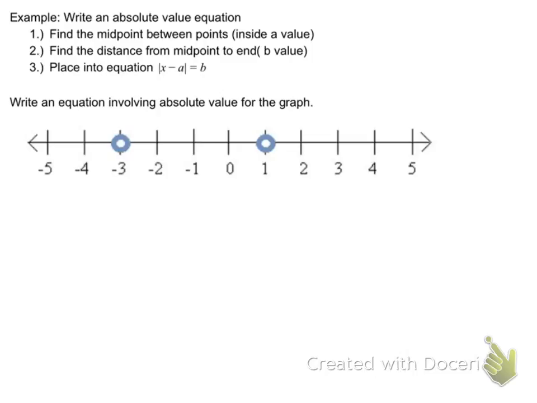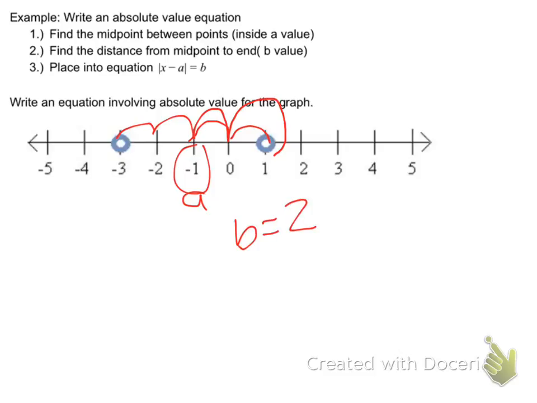Look at my points. I'm at -3 and 1. There's a couple different ways that I could find the center or midpoint of this. Could I add -3 plus 1 and divide by 2? Yes. Or could I just take a step in? Take a step in. Take a step in. Take a step in. Where's the midpoint? -1. So what value is that one? It's A. How far away is A to the end? 2 steps, right? So B is equal to 2.